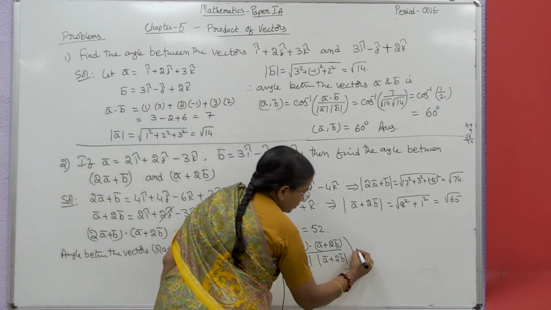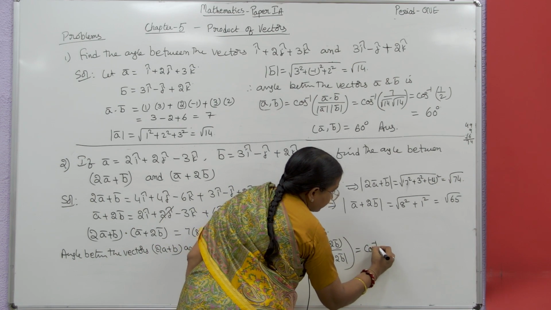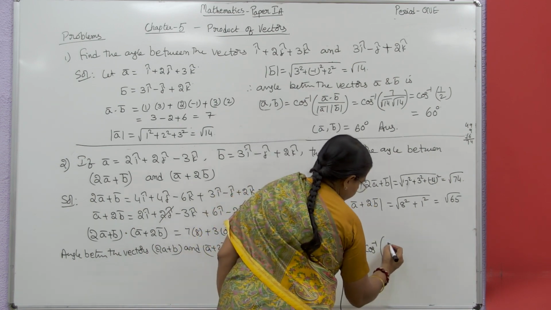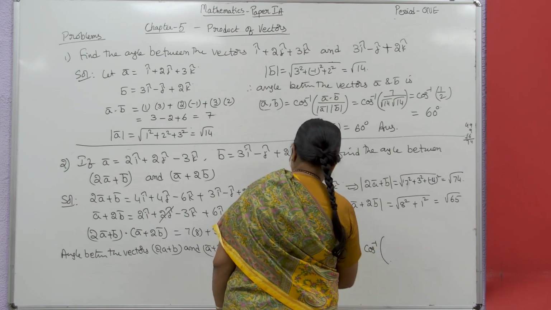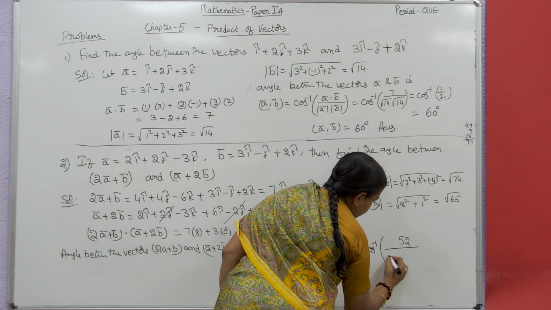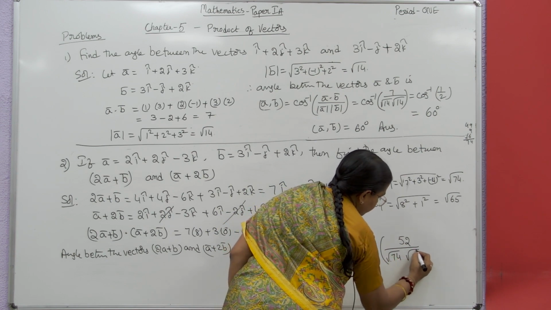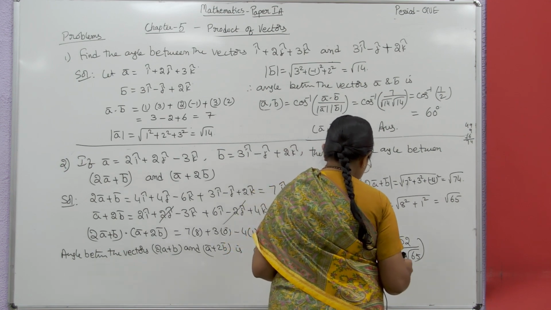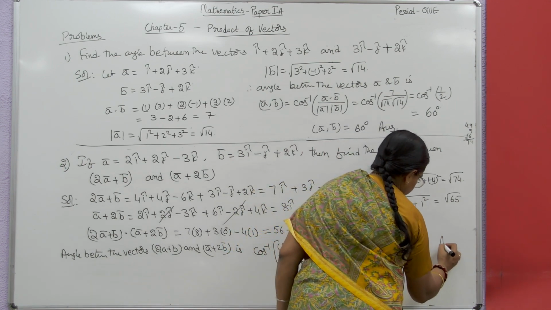Now simplify. Cos inverse of, you have all the values. So when you simplify, it is 52 by root 74 into root 65. So this is your answer.